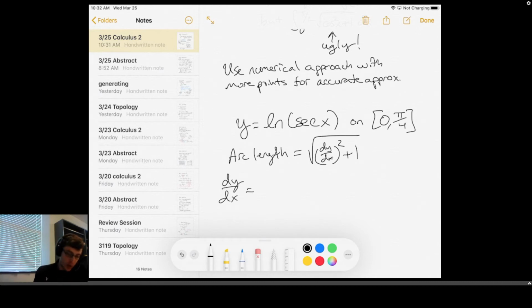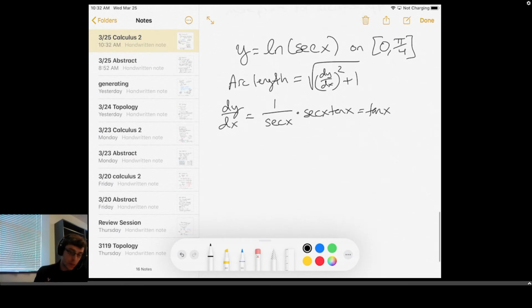Okay, so we do our chain rule. From the natural log, we have 1 over our inside times the derivative of the inside, and that cancels out to just be tangent. So then my arc length is the integral from 0 to pi over 4 of the square root of tangent squared plus 1.